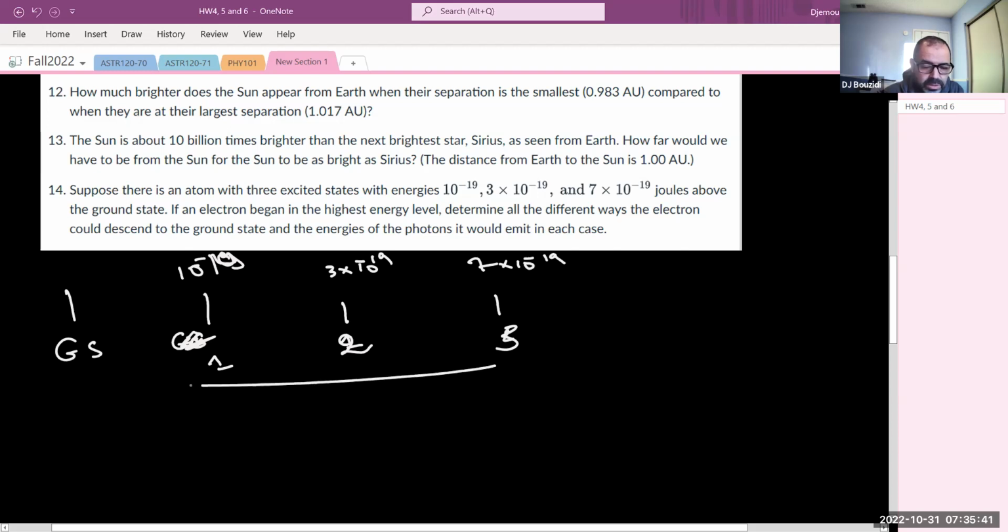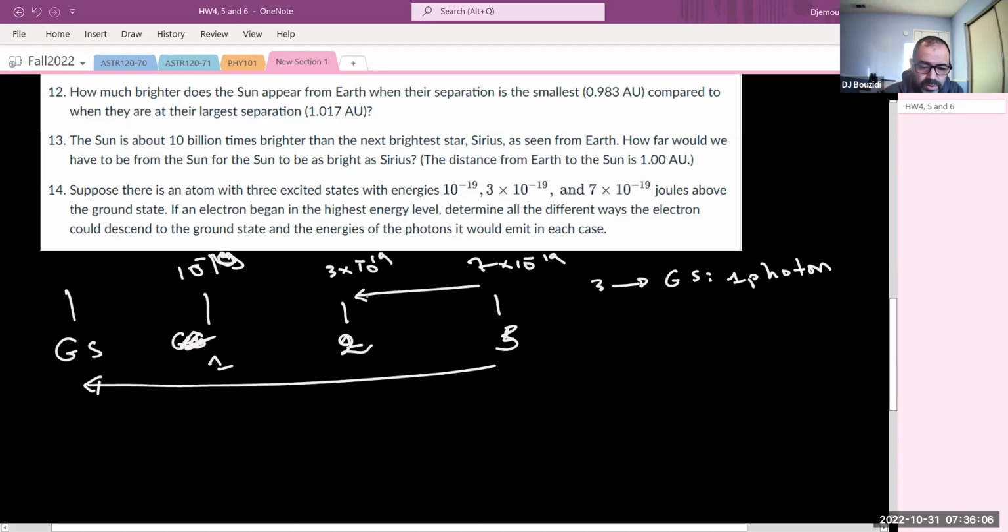Of course, one way is going from level 3 down to the ground state. So that's option 1, from 3 to the ground state. So this is one transition. So that's one photon emitted, of light, and the energy, you can find it in here. Obviously, we're not asked to find the energy for this part.